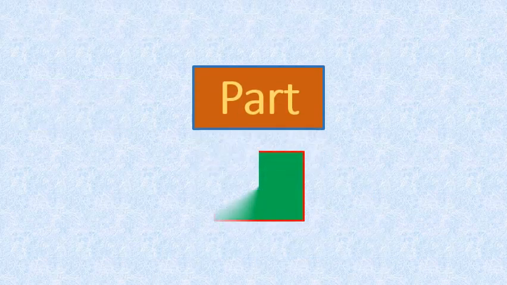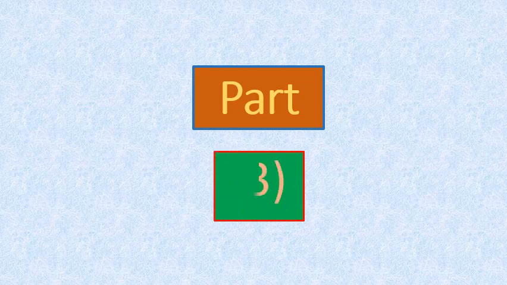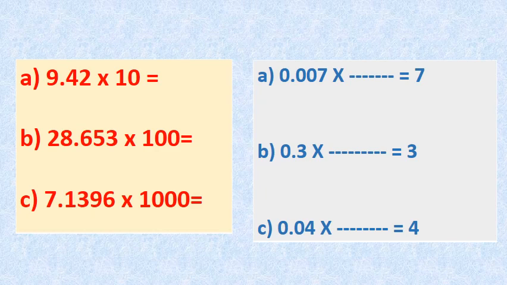Part 3. So before we start dividing, let's review the following. So over here, 9.42 times 10. Whenever we are multiplying by 10, 100 or 1000, what do we do with the decimal point? We're going to move it according to how many zeros.